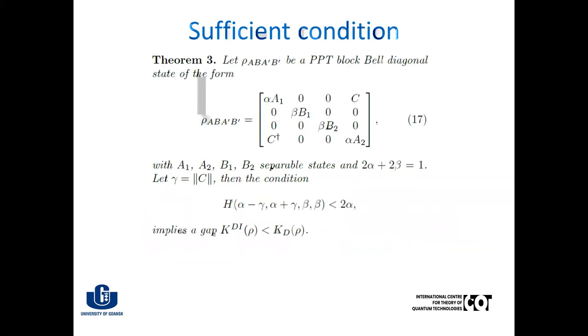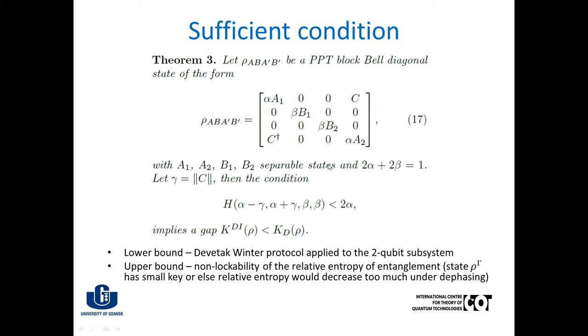And we also have a sufficient condition. If your matrix looks similar to the states that I've shown you, so on the diagonal it has separable states, and if you denote the norm of block C by gamma, then the following condition for the Shannon entropy of a distribution alpha, beta, and gamma already implies the gap between device independent key and device dependent one. For the lower bound, you apply the Wetak-Winter protocol to the two-qubit structure of the state.